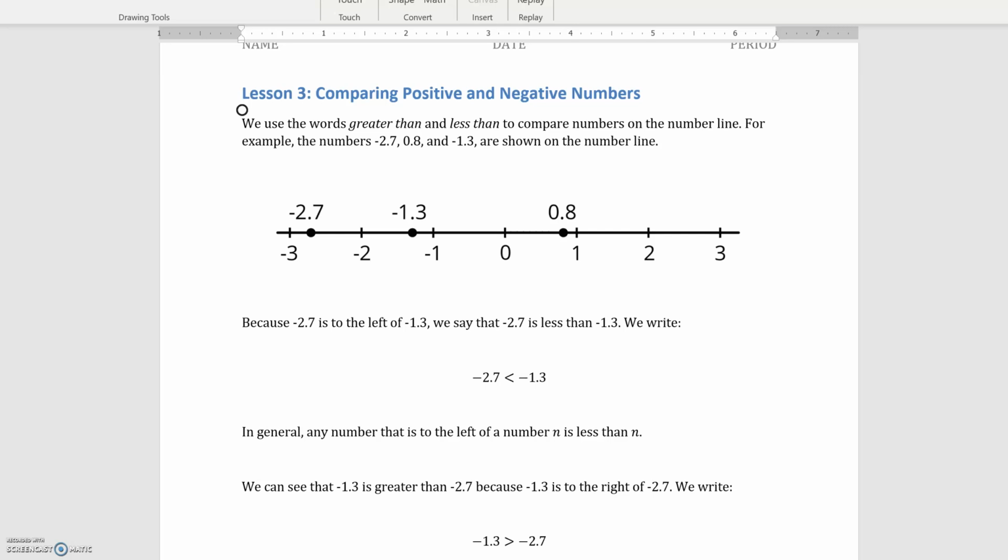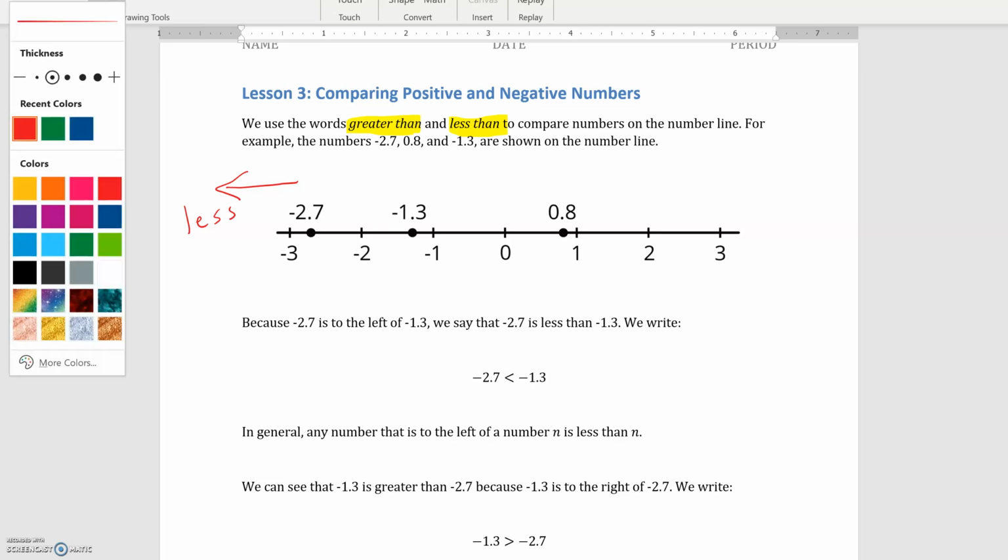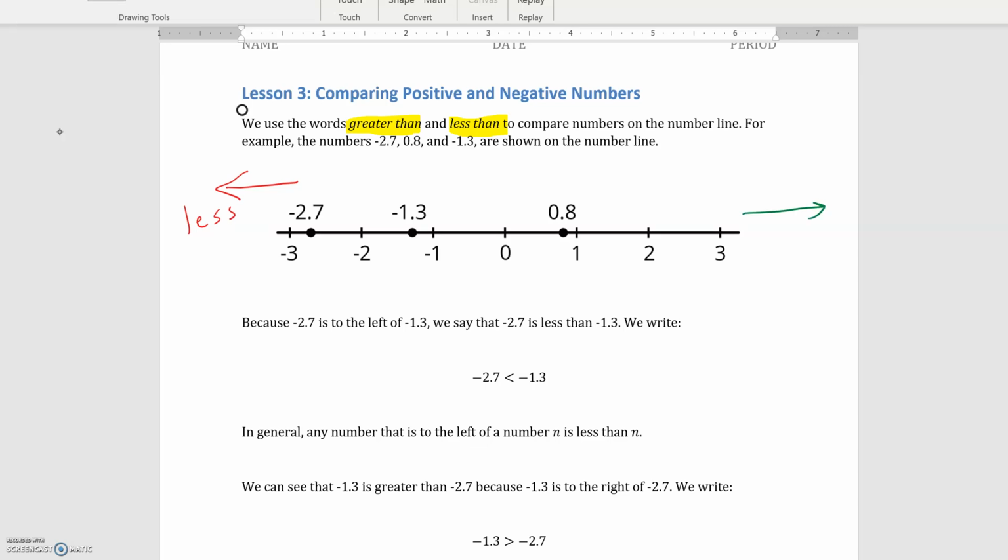Let's start reading. We use the words greater than and less than to compare numbers on a number line. For example, the numbers -2 and 7/10 and -1 and 3/10 are shown on a number line. When we see a number line, numbers towards the left are less, numbers towards the right are more. So if a number is to the left of another one, it's less. If a number is to the right of another one, it's more.